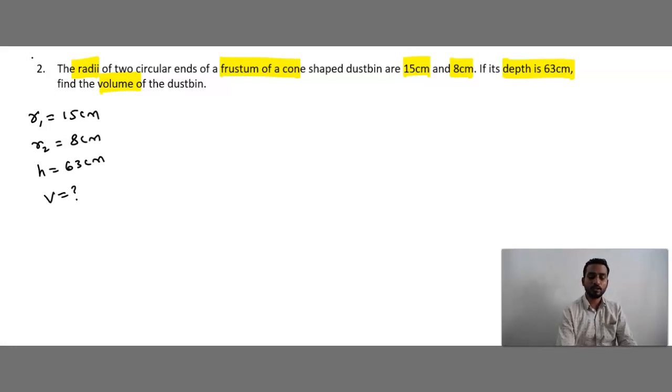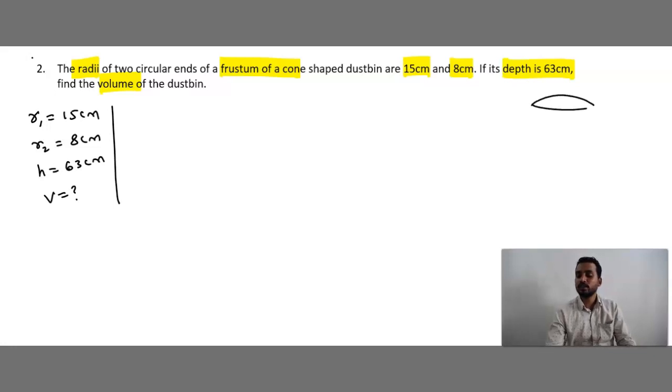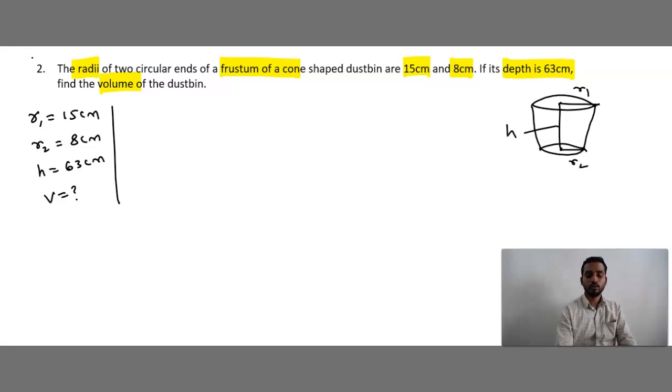And here he is asking us to find the volume of the dustbin. We can see here the given figure is like this. So this is the dustbin which is in the shape of frustum of a cone, right? So this is R1 and here to here it is R2 and this is the depth which is height h.